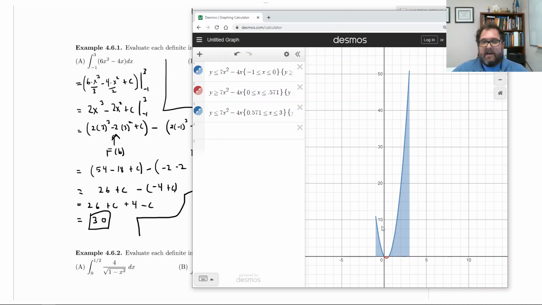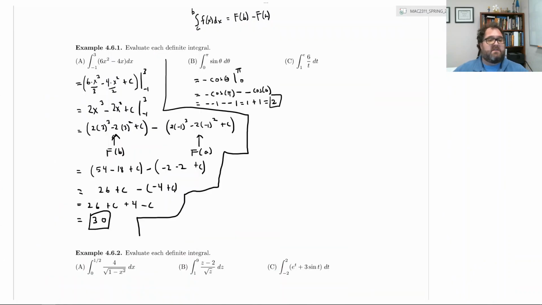So the net area of this region, little blue plus big blue minus little red, equals 30. And to me, it just blows my mind that that's what the fundamental theorem does for you. It's really cool. Here's another one that's going to blow your mind. At least it blows my mind.